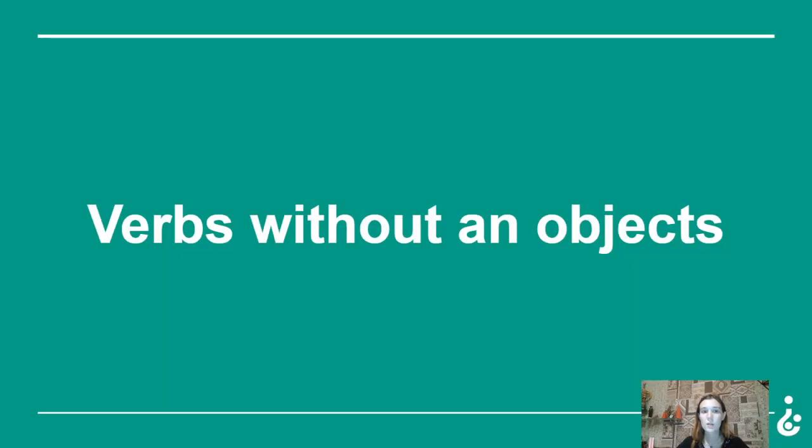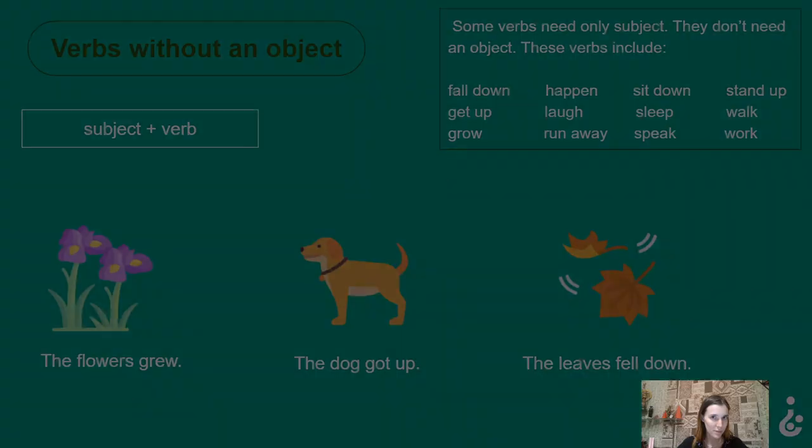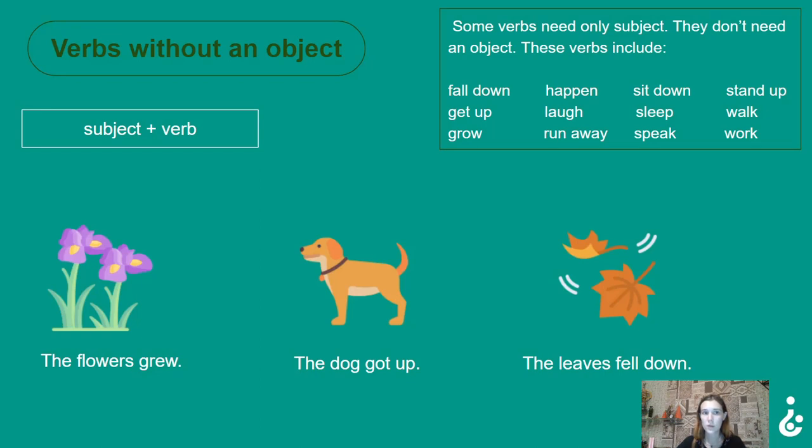First of all, let's talk about verbs without an object. The structure of verbs without an object is subject plus verb. For example, the flowers grew, the dog got up, the leaves fell down. Some verbs need only a subject, they don't need an object. These verbs include fall down, get up, grow, happen, laugh, run away, sit down, sleep, speak, stand up, walk or work.